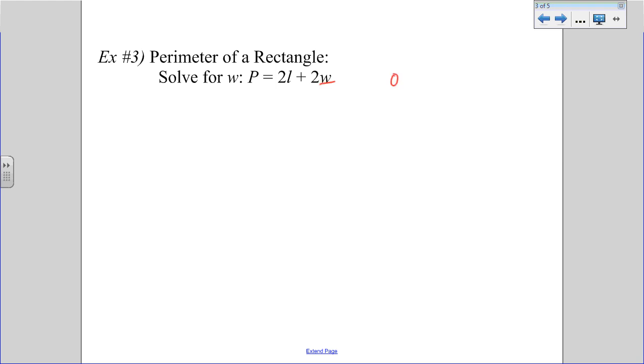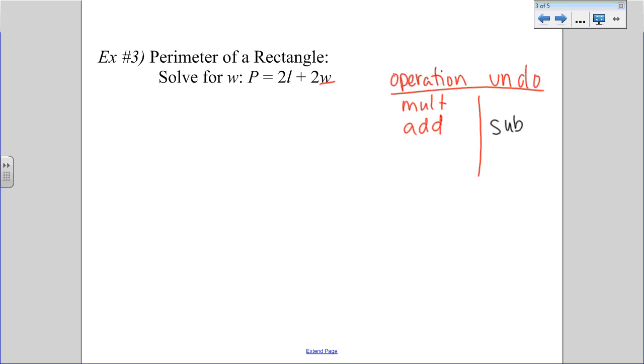So I need to look at what my operations are, and how do I undo those? So if we look at what w is, in terms of order of operations, we would multiply it by 2, so multiply would be the first operation that we would evaluate. Then I would add the 2L. So how do I undo that? I'm going to undo addition with subtraction. So I'm going to subtract 2L from each side. That leaves me with 2W.